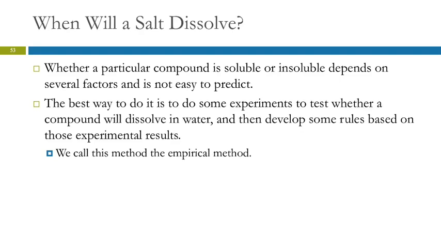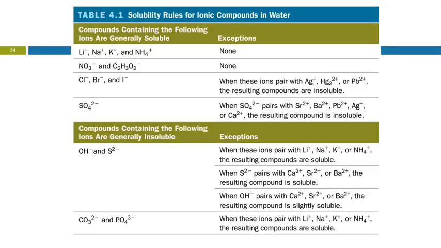So instead of spending a lot of time trying to understand the factors behind that, we're just going to learn what's called an empirical method. People have tried these things, okay, let's put some sodium chloride in the water. Okay, that dissolved. Let's put silver chloride in the water. No, doesn't dissolve. Make a note of that. Okay, so people have done a lot of this and noticed some patterns, and so that's what we're going to learn about. Some rules based on experimental results.